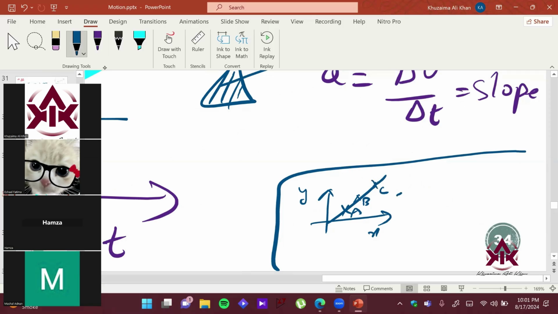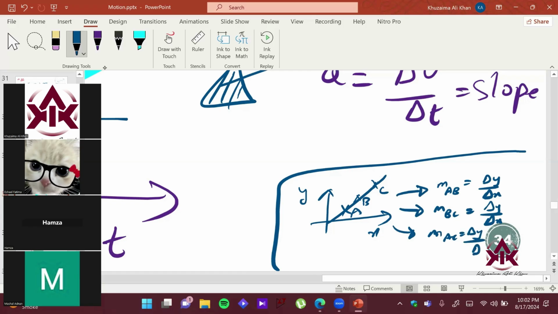So if you recall from your basic mathematics class, if you use point AB to find the slope, ठीक है, or if you use point BC to find the slope, or if you use point AC to find the slope, you get the same value. Do you agree with this?